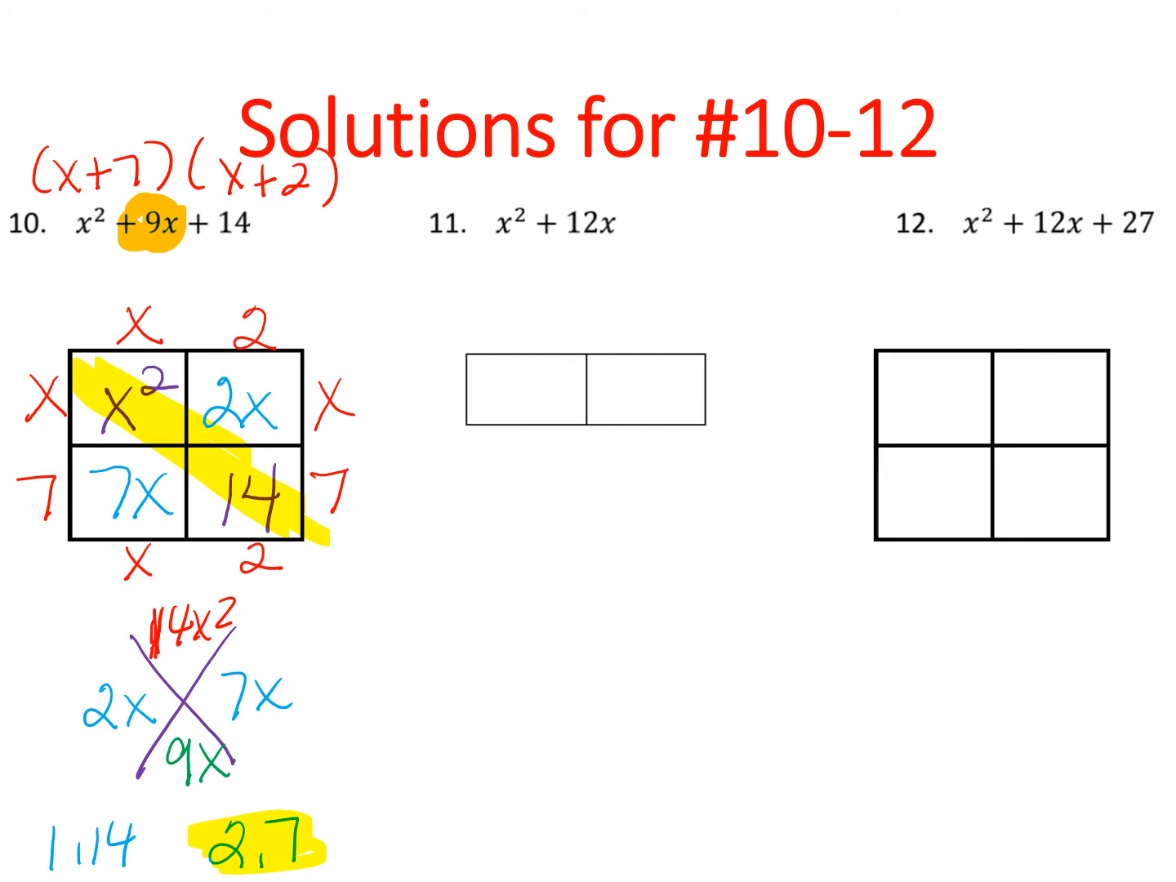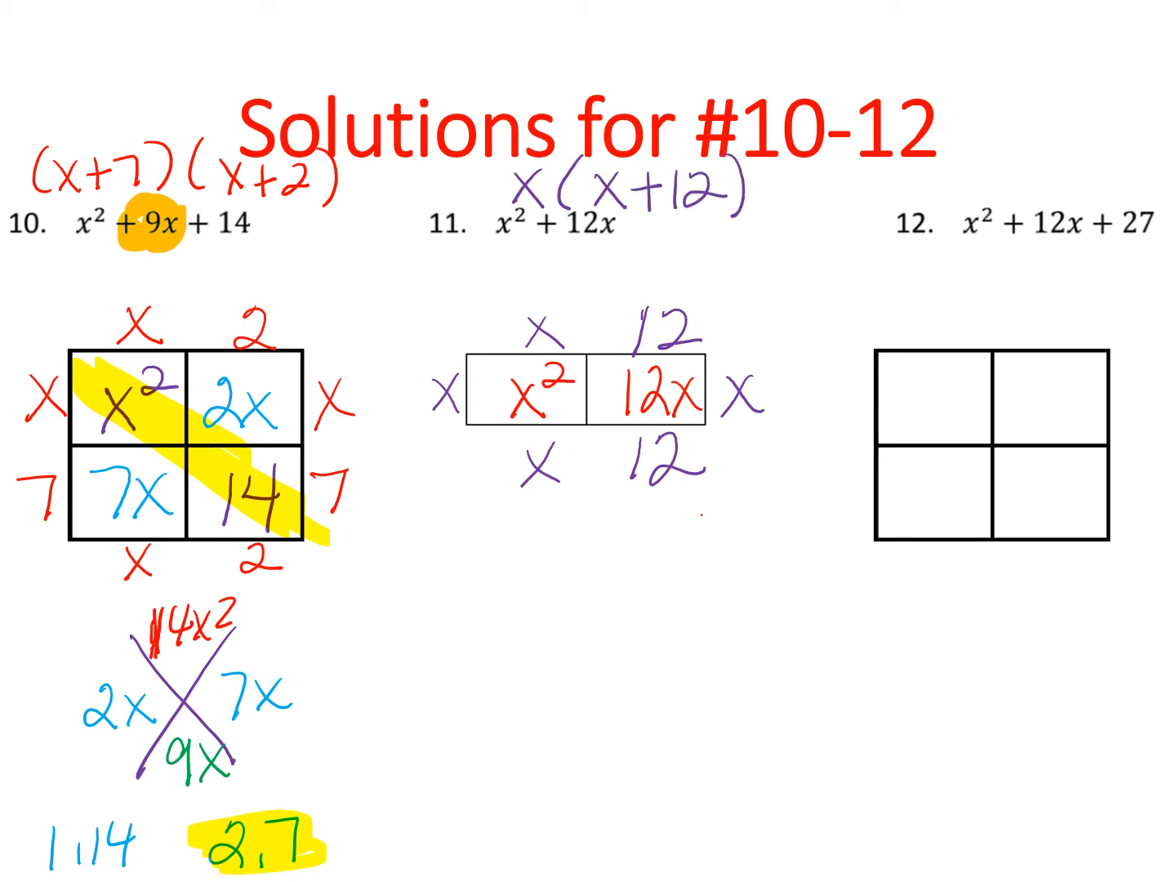All right, number 11 is another one where it only has two terms. So I'm going to fill those in. X squared and 12x. X times x is going to give us that x squared. Again, filling in the opposing dimensions. And then x times what would give you 12x. That's just going to be 12. So my two factors here is an x and an x plus 12.